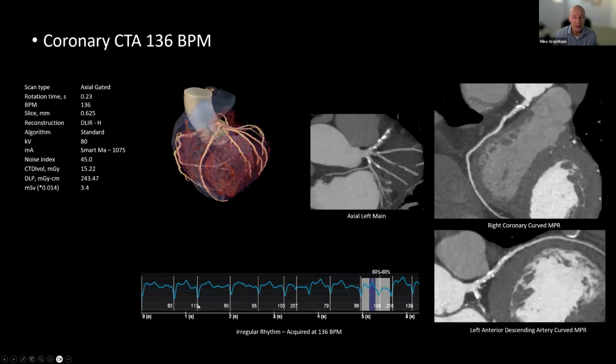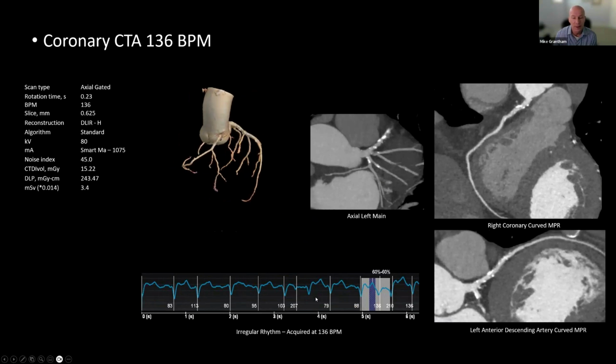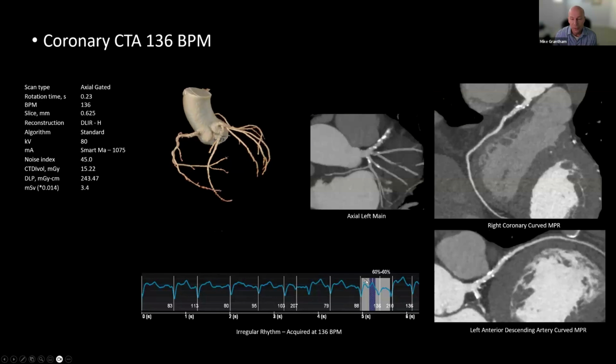Next patient, this patient is really probably the most difficult type of patient to do. They're both fast and irregular. So to improve your odds of getting a good study, you do an even wider acquisition, which is what was done in this case. One way you can do 0 to 100 is a complete heartbeat. This patient was actually done more than that. It looks like it was probably done as a 0 to 150.